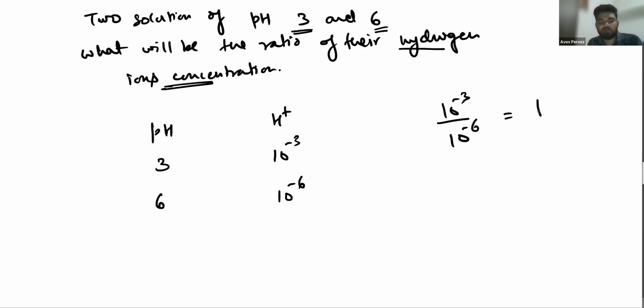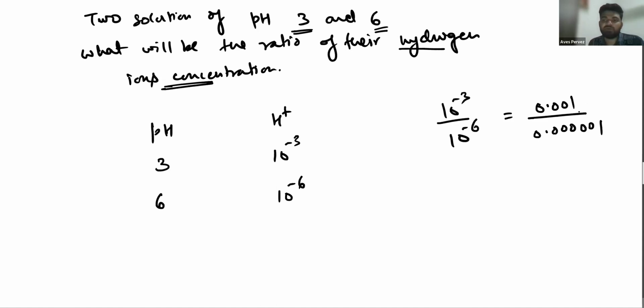Or you can write it this way, 0.001 upon 0.000001, five zeros and 1. Okay, this is the ratio. But you cannot remove the decimals here. You have to bring the decimal place with 6 here.